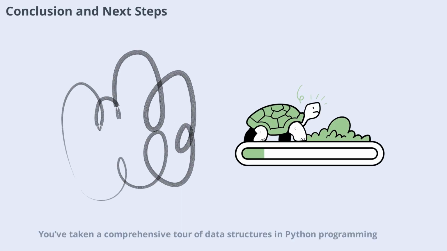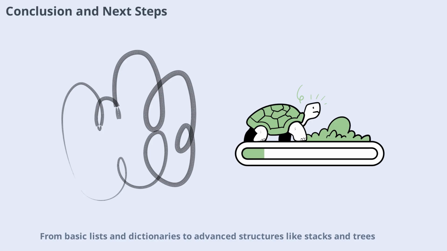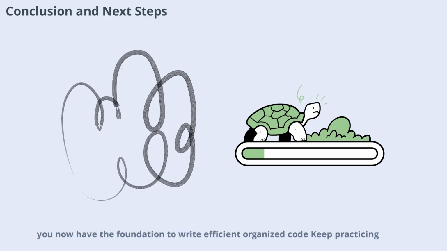Congratulations, you've taken a comprehensive tour of data structures in Python programming. From basic lists and dictionaries to advanced structures like stacks and trees, you now have the foundation to write efficient, organized code. Keep practicing, explore more complex examples, and apply these concepts to your own projects. The more you use data structures, the more powerful your Python skills will become.